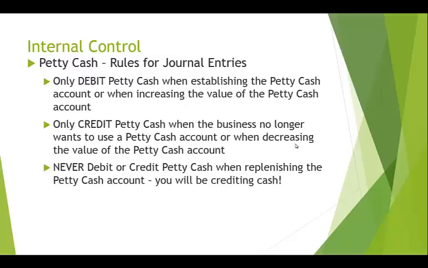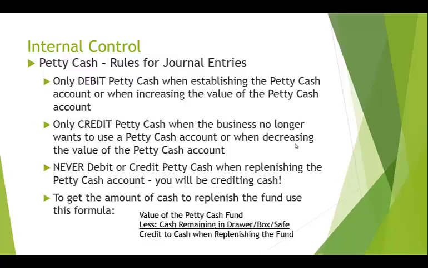So here's the formula of how to get the amount of cash when you're going to replenish the fund. You're always going to take the value of the fund minus the cash that's remaining in the drawer, box, or safe, and that will always be the credit to cash when you're replenishing the fund. So I would always do this step first. That way you know what your credit to cash is going to be, and you will use that number appropriately and credit that when the time comes for the correct journal entry. In the next presentation, we'll go over a petty cash problem and see how the journal entries work in practice.